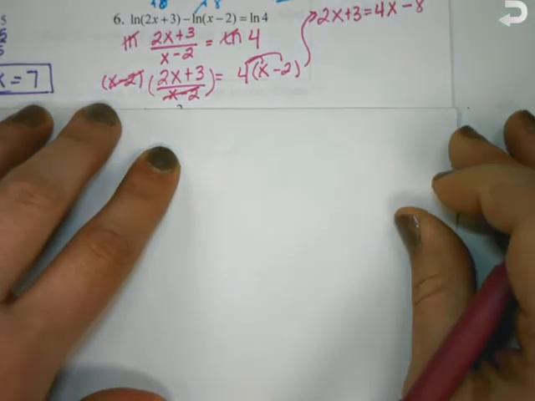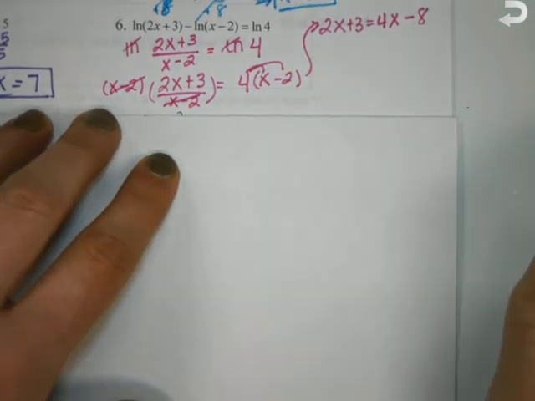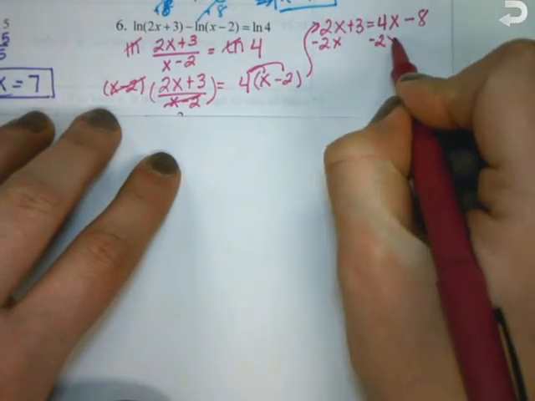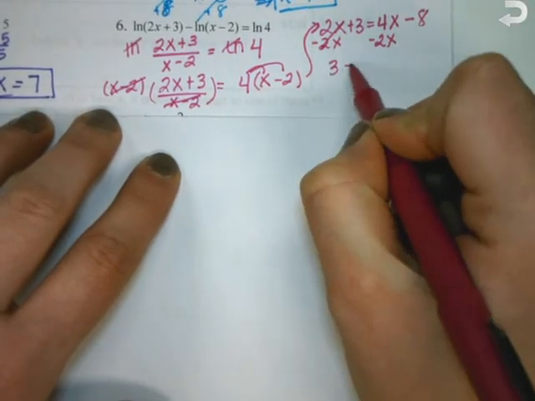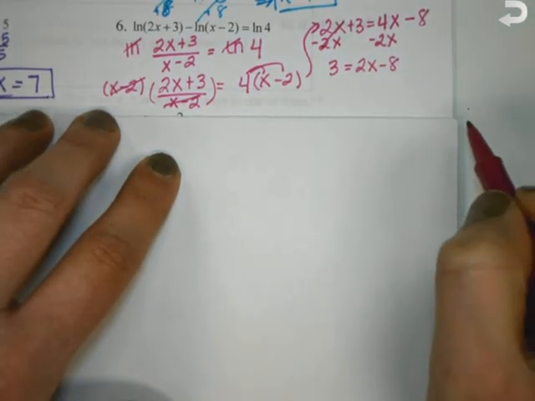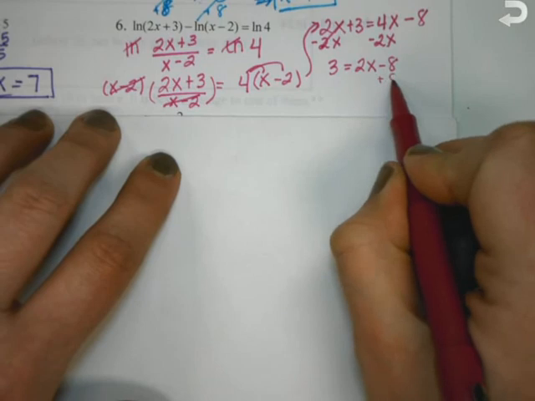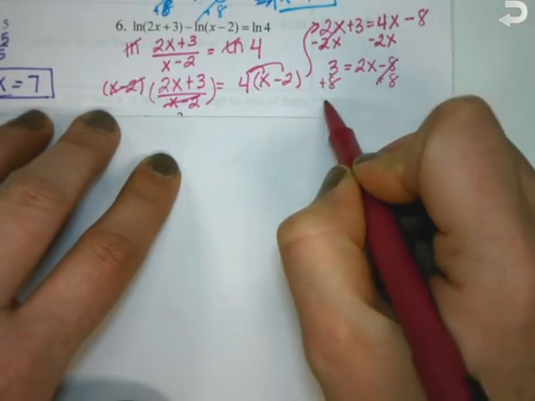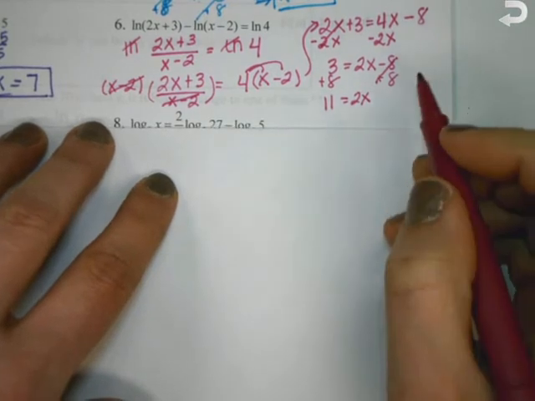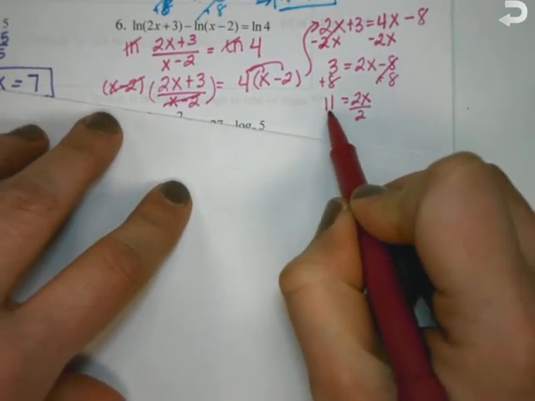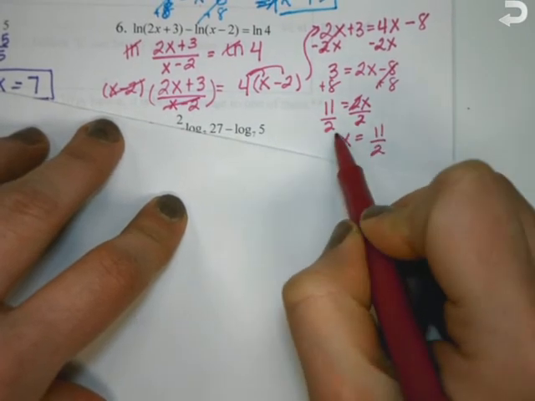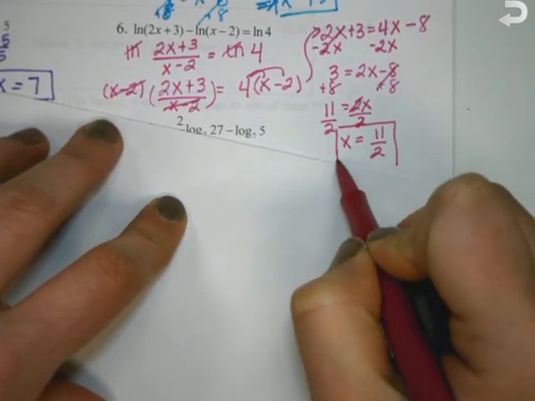Okay, so what do you want to do next? Let's subtract 2x from both sides. So that is 3 equals 2x minus 8. Add 8 to both sides. So 11 equals 2x. And then last, divide both sides by 2. So x equals 11 over 2. Okay.